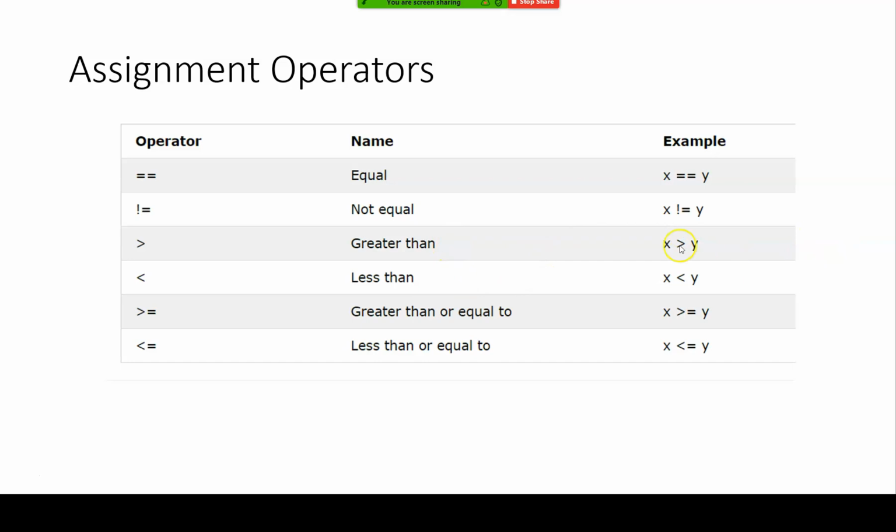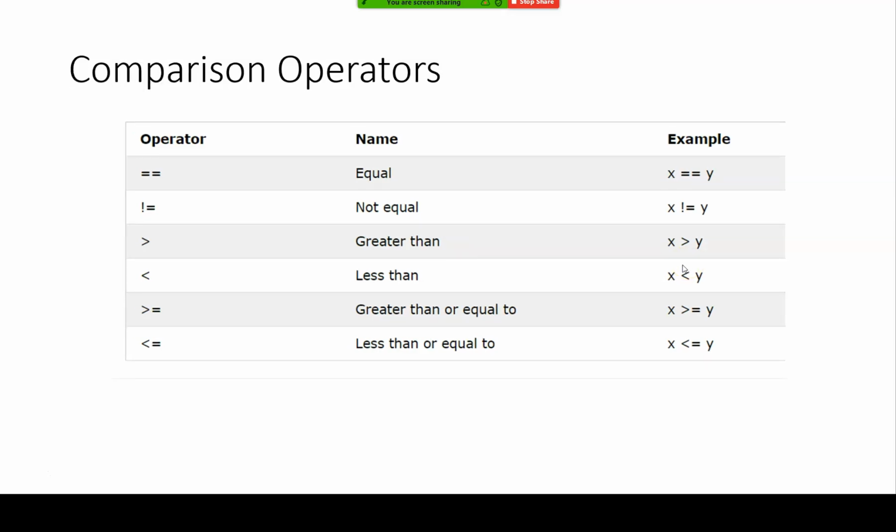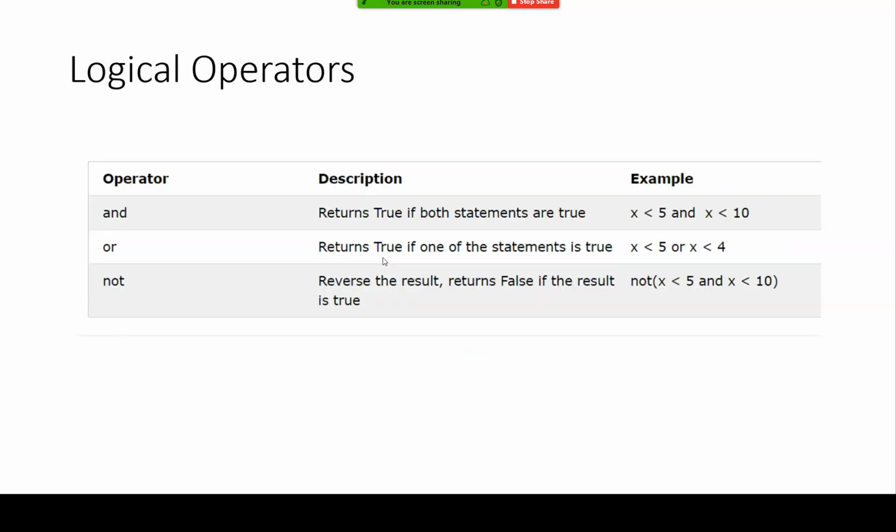Then we have greater than, less than, greater than or equal to, less than or equal to. You can check all of this. Then we have comparison operators, similar to what we saw: equal, not equal, greater than. Then logical operators. You can also check x less than 5 and x less than 10. Can you try it out in the Colab? Print x less than 5 and x less than 10. Can you try it? Please try it.